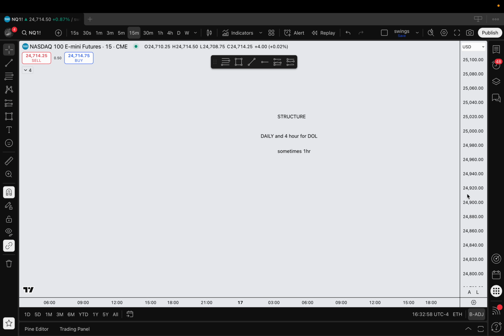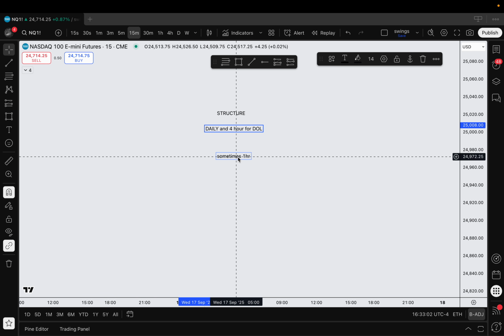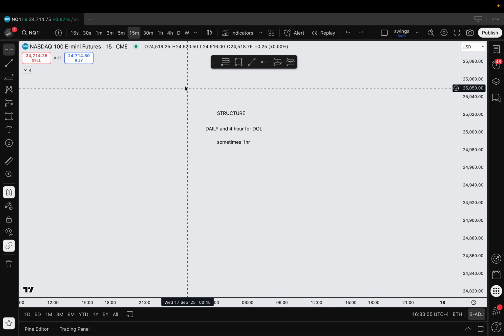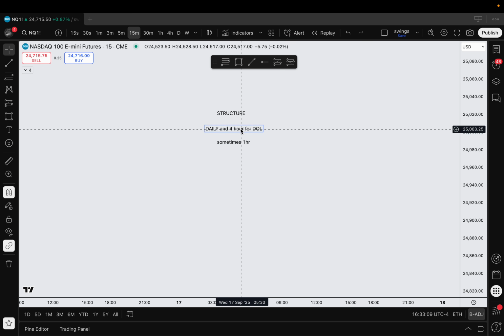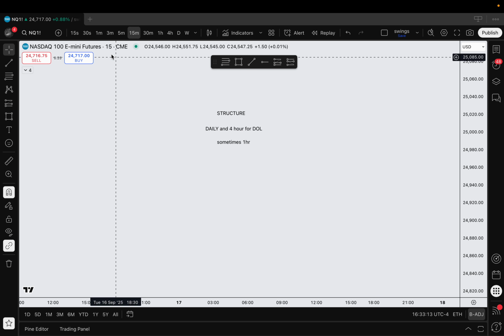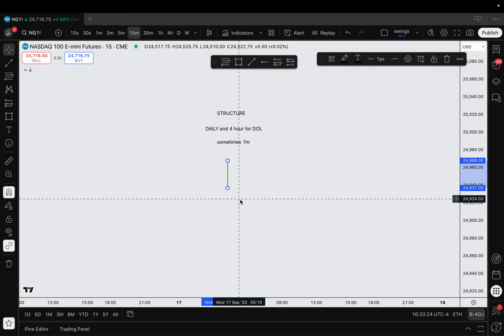What we're going to do with this is obviously structure the trade, and why I use the daily, 4 hour, and sometimes the 1 hour is because the higher the time frame, the more power. So obviously daily, 4 hour, and 1 hour have more value than 15, 5, or 1 minute. Now, what you're going to want to do on the daily, 4 hour, 1 hour is pretty much the simple things.